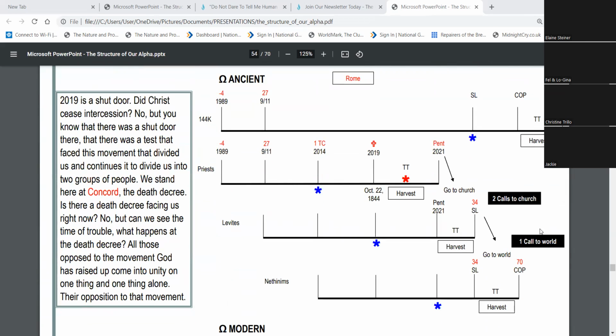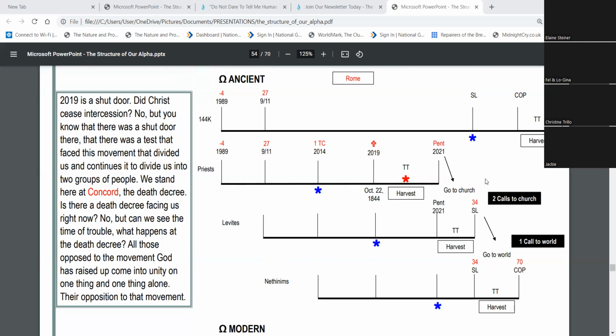2019 is a shut door. Did Christ cease intercession? No, but you know that there was a shut door there, that there was a test that faced this movement that divided us, and it continues to divide us into two groups of people.